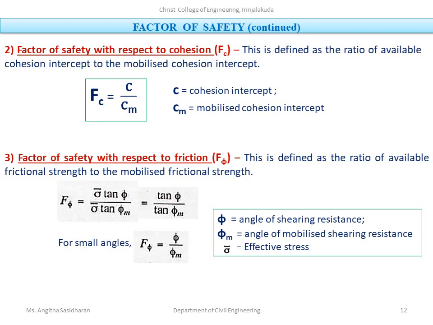In addition to the above four types, there may be some other complex types of failures like spreads and flows. So we need not bother much about such other failures. Mainly we have to study the main four types of slope failures.